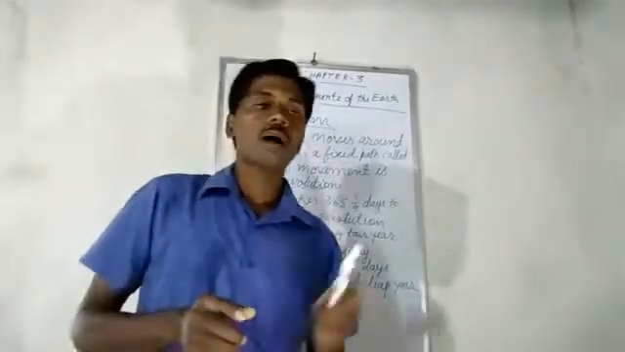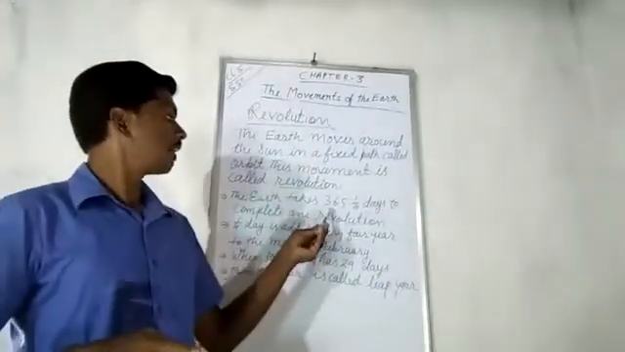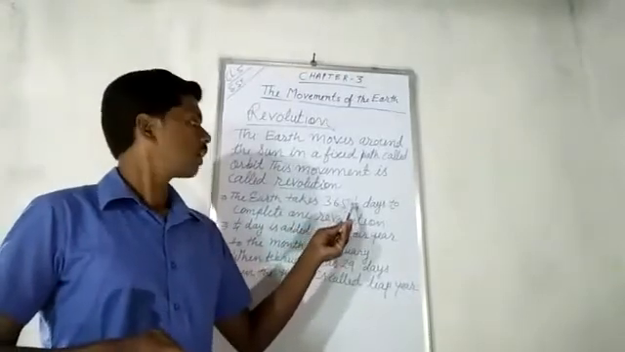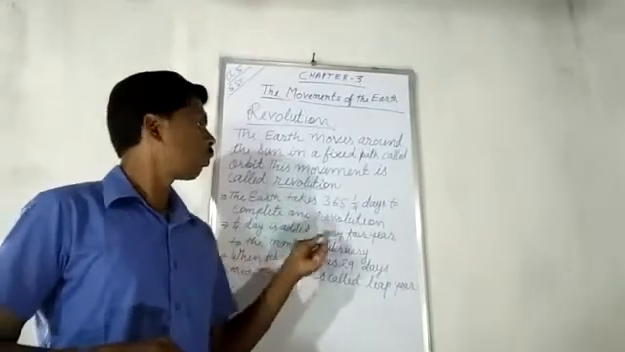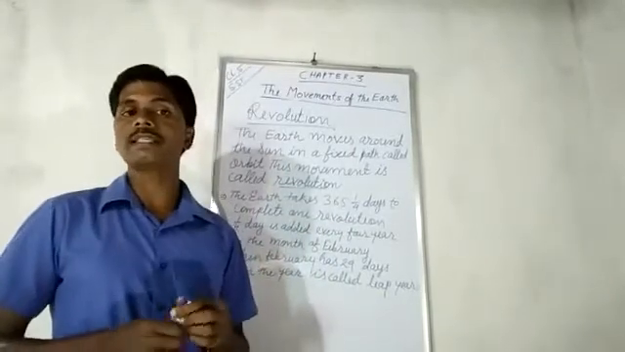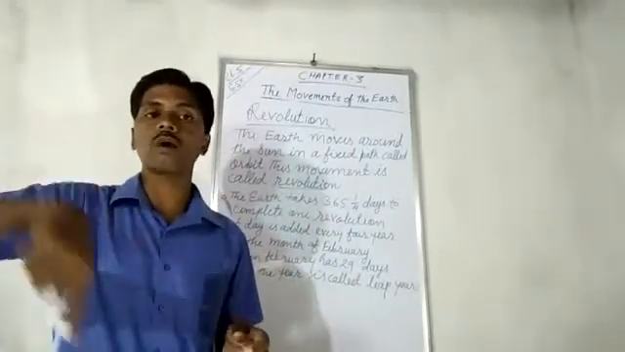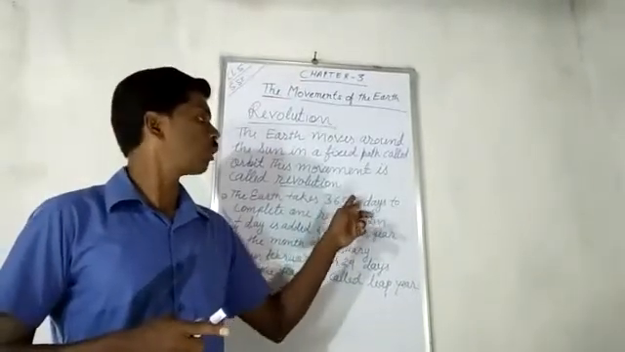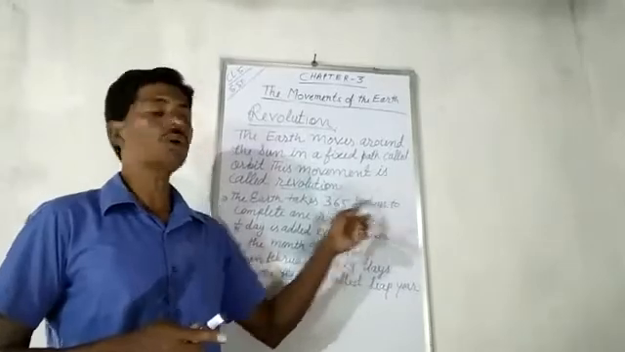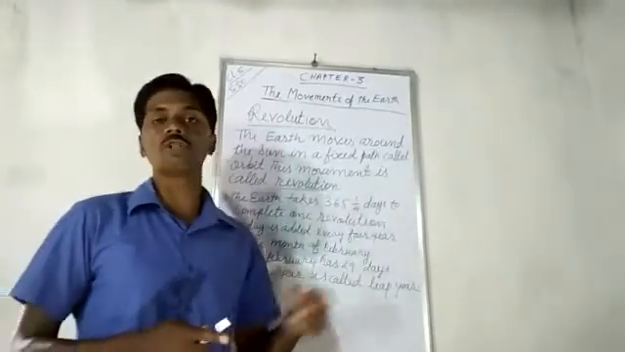Okay, so the earth takes 365 days and 1/4 days to complete one revolution. How many days does it take to complete one revolution around the sun? It takes 365 and 1/4 days to complete one revolution.